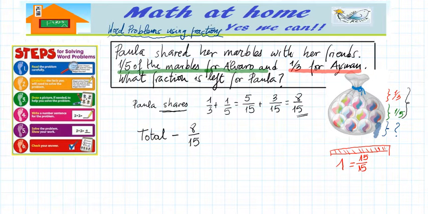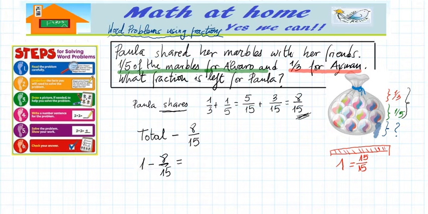So we can say then that the total is represented by 1 minus the 8/15, which is the fraction of marbles that Paula shared, what we have to calculate. Okay, so I repeat, to calculate the total number of marbles, if we represent it as a fraction with 15 as denominator, it is 15 as numerator. These are all the marbles. So this is why we use the unit.